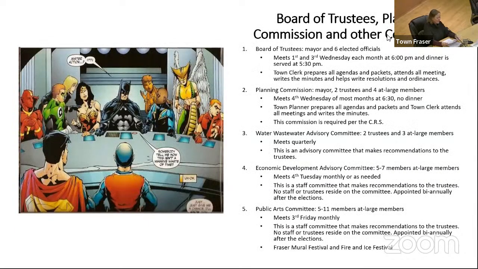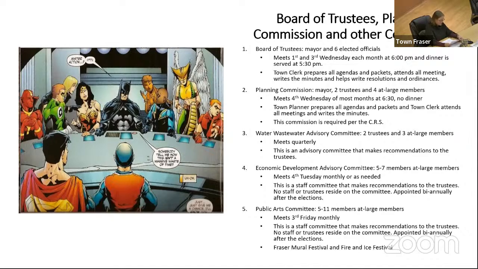So Ed went into detail about the Board of Trustees, the planning commission, and other committees, so I won't go too into detail about those. The Board of Trustees meets the first and third Wednesday of every month at 6 p.m., and we do provide dinner for the Board of Trustees. My role is that I help prepare all the agenda packets, attend all of the meetings, write the minutes, and help to write resolutions and ordinances as needed and directed by the town manager.